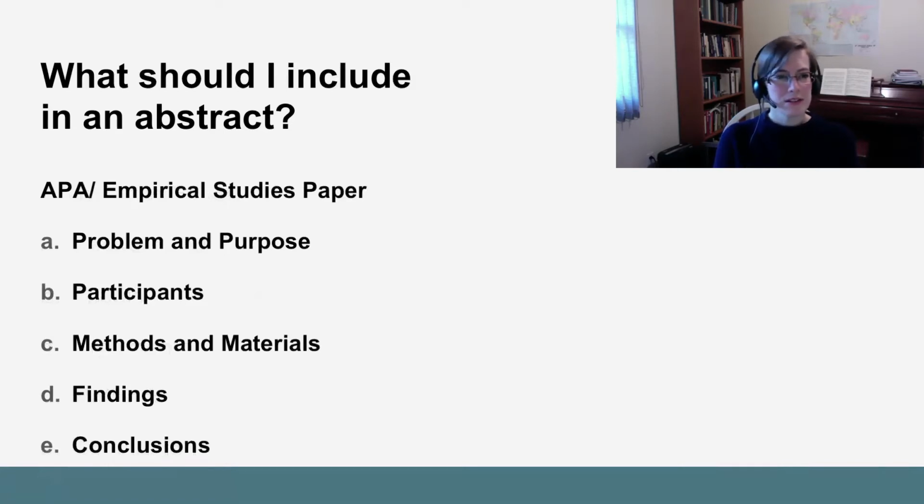So here, this is an outline for an empirical studies paper that we would see in a discipline that uses APA. So these components should not be new to you if you're in a discipline like nursing or psychology. The problem and purpose, the participants, the methods and materials, the findings, and the conclusions. Those are all components we would expect to see in an empirical studies paper. Those same components are going to appear in the abstract, but in a much more concise form.